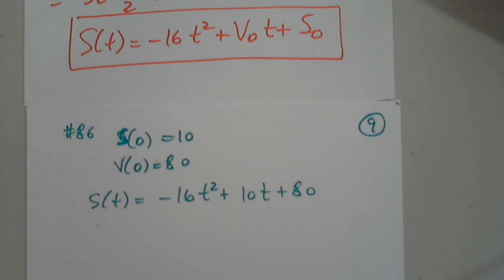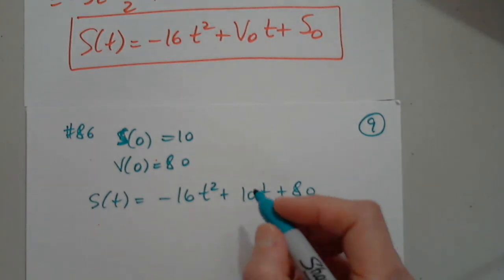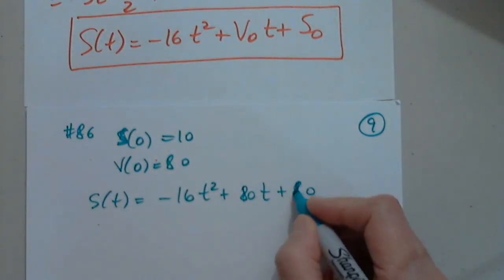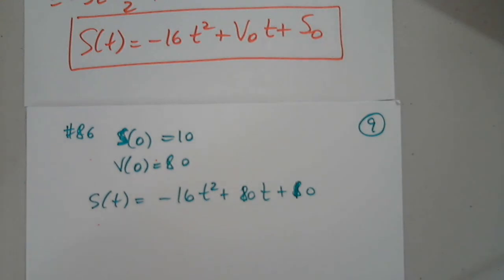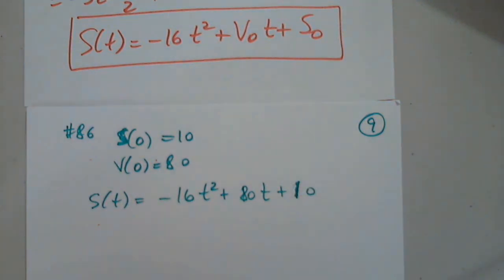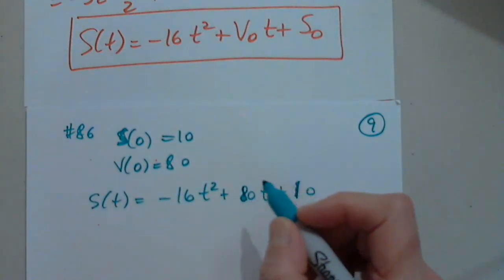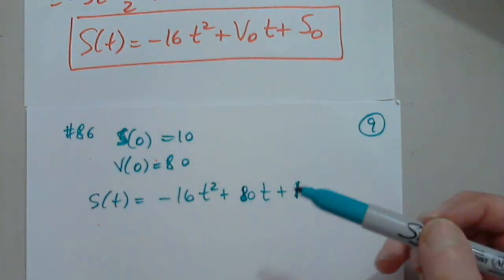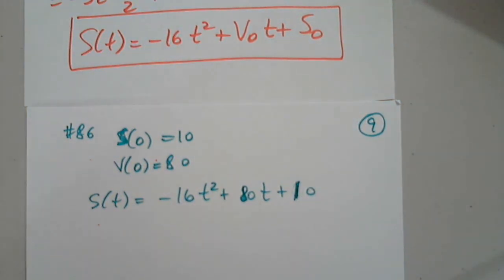I managed to reverse those, didn't I? Yes, of course. Okay, that's why I knew they said 80. They said 10, and then 80 was the velocity, right? Yeah. So 80, the velocity, and 10. Good. So now let's see what they want. How long will it take before the ball hits the ground?